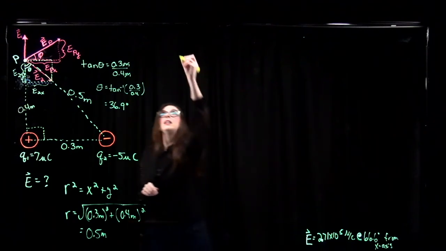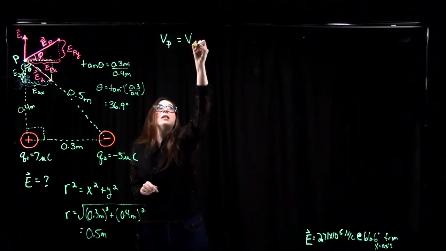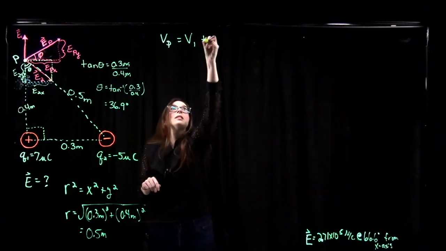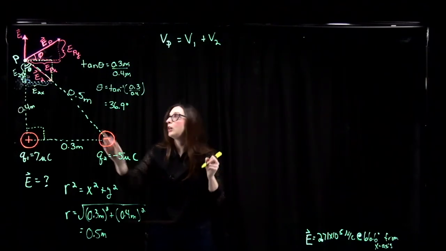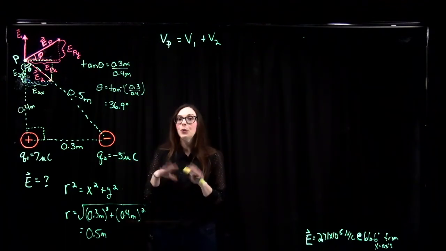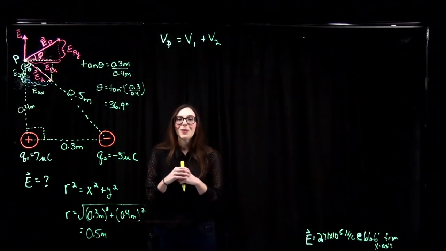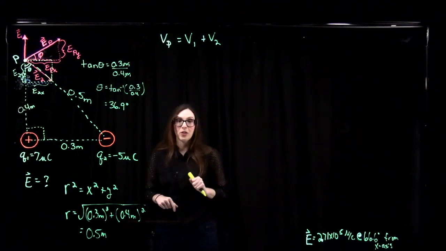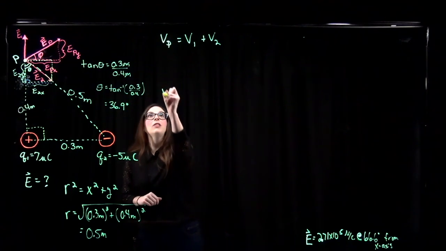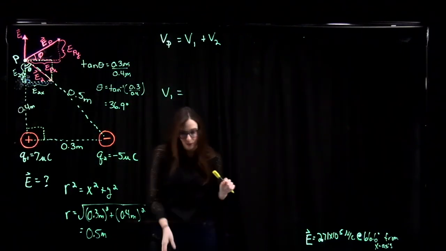So to find the electric potential at point P, it's just going to be the electric potential from charge 1 at point P plus the electric potential from charge 2 at point P. The potential is a scalar, not a vector, so we don't have to worry about getting all those vector components, right? We just straightforwardly use the equation for the electric potential. Let's jump in and find our electric potential at point P due to charge 1.